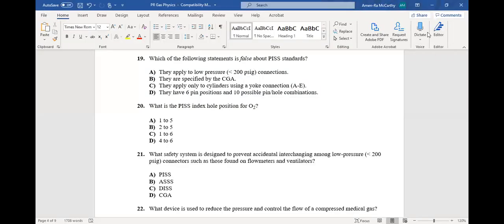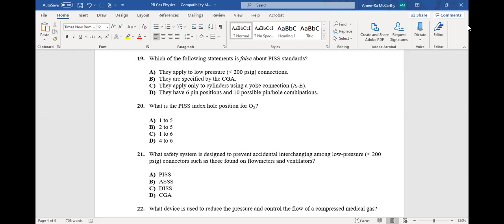All right, guys. Number 19. Which of the following statements is false about the PISS, which is the Pin Index Safety System? Which one of these is false? The choices: They apply to low pressures less than 200 psi. They are specified by the CGA. They apply to only cylinders using a yoke connection, A and E. And they have 6 pin positions and 10 possible pinhole combinations. Which one is false about the PISS?